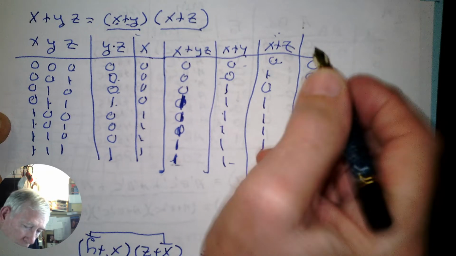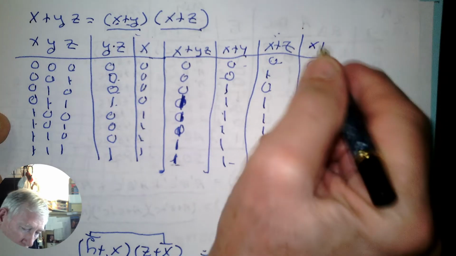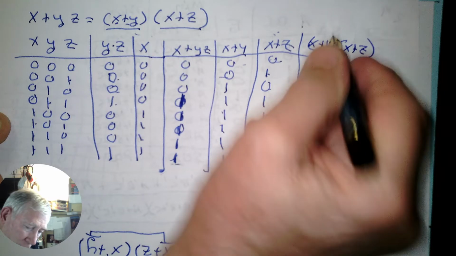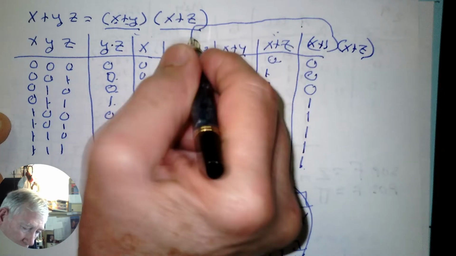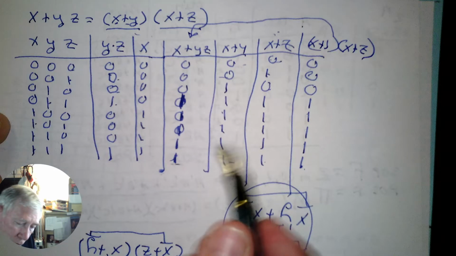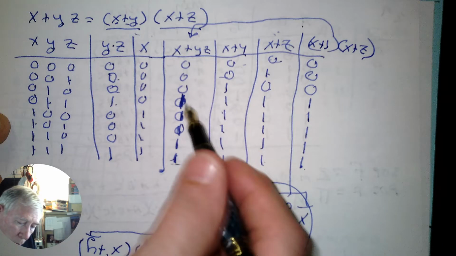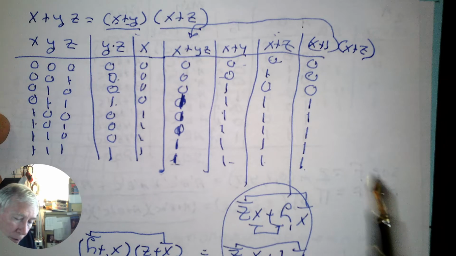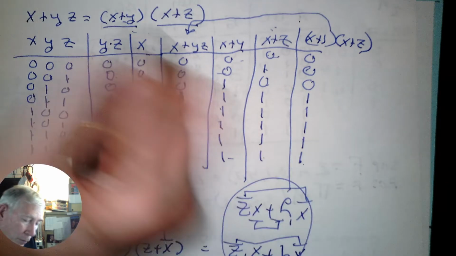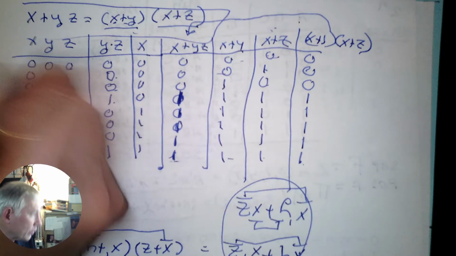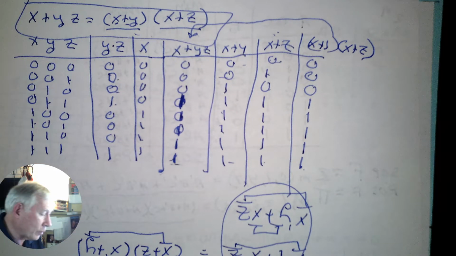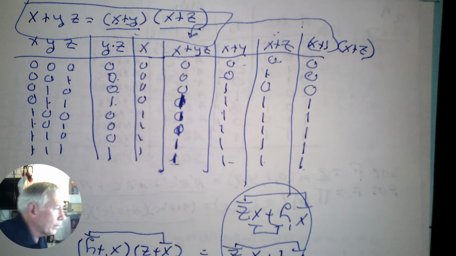And notice, this is our x plus y quantity times x plus z. And we're comparing this column to this column. And they have to match if it's true. 0, 0, 0, 1, 1, 1, 1, 1. 0, 0, 0, 1, 1, 1, 1, 1. They're exactly equal. So that proves this expression. Okay? So that's one way you can prove it. And I'm not going to do any others because they get kind of boring. But I want you to be able to do that.